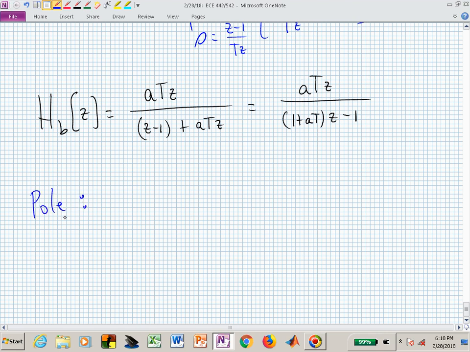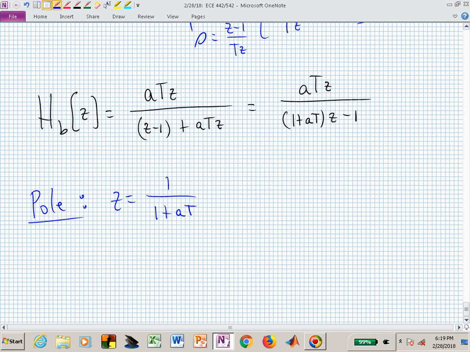Where's the pole? Again, we just evaluate the denominator. We set it equal to 0 and we solve for z. That's going to be z is equal to 1 over 1 plus aT. a is the distance into the s plane where our pole is, and now where is this pole going to be in the z plane? What's 1 plus aT? It's a little bigger than 1, is it not?